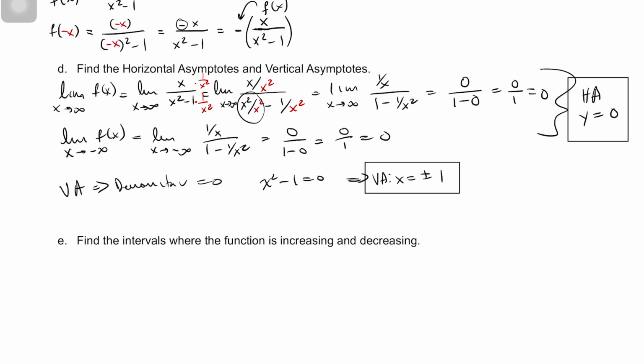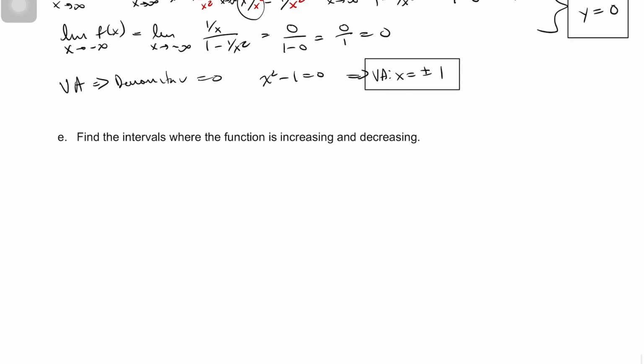All right, so now let's find the intervals for which the function is increasing and decreasing. So let's look at the first derivative, right? Because we're looking for increasing, decreasing, we're going to find out the values of x that make the derivative 0 or undefined. So that's the reason why we're going to take the derivative. And maybe let's write down the original function first, so we can see it. I believe it's x over x squared minus 1.